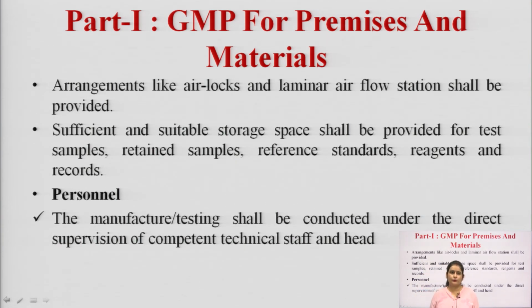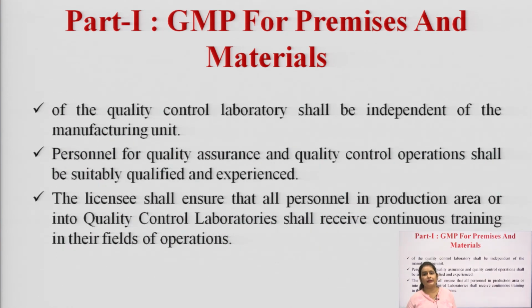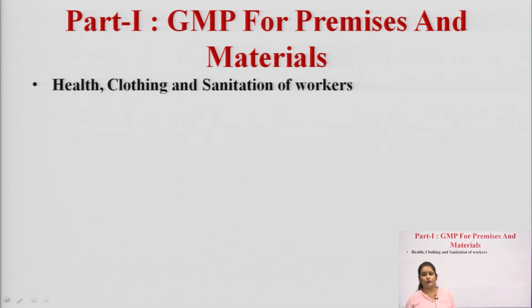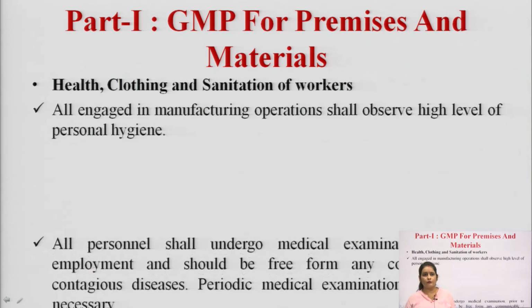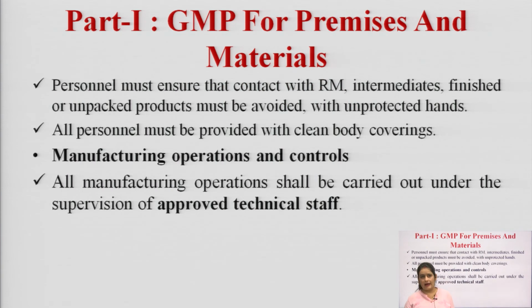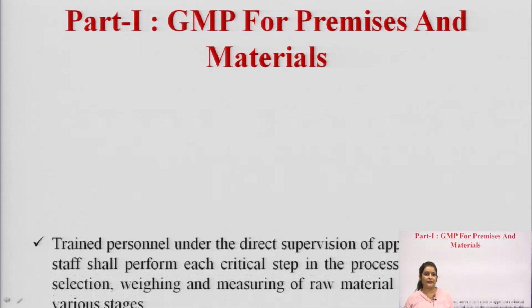The personnel involved in manufacturing of pharmaceutical products should conduct the manufacturing or testing under the direct supervision of competent technical staff. Apart from that, personnel health, clothing and sanitation should also be taken care of by the company, and the manufacturing operators and controllers involved should be trained and work directly under the supervision of approved technical staff.